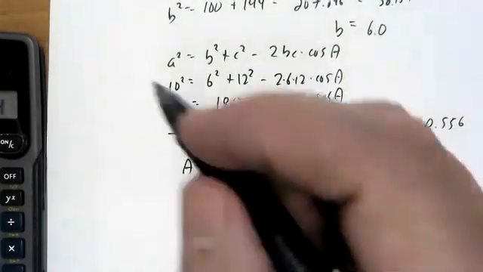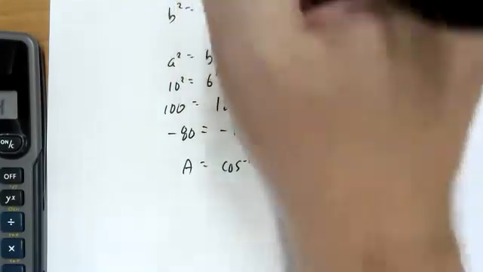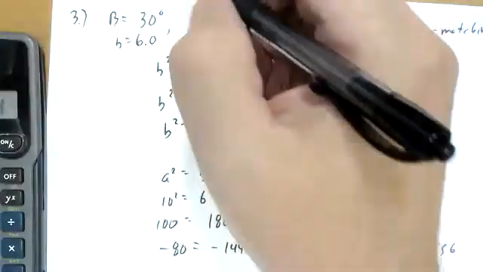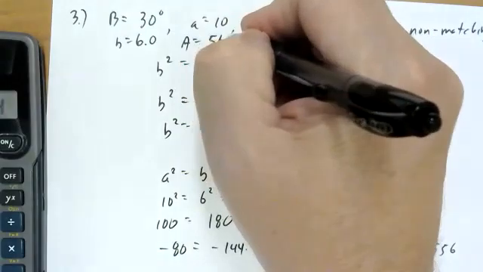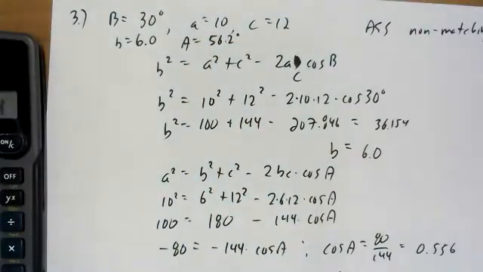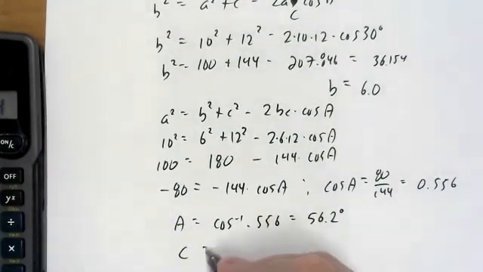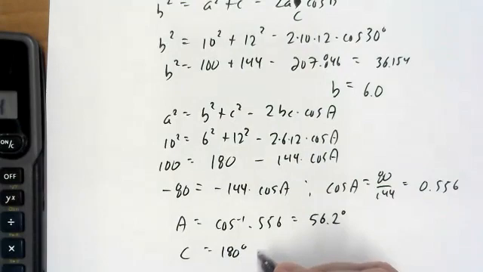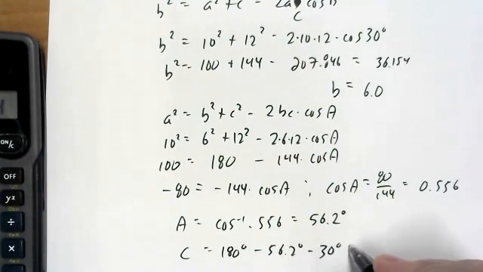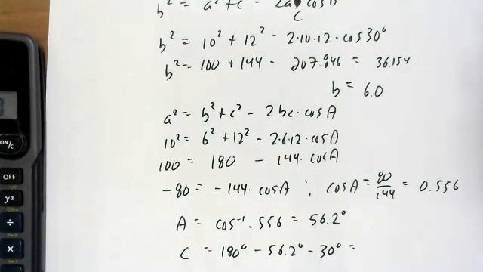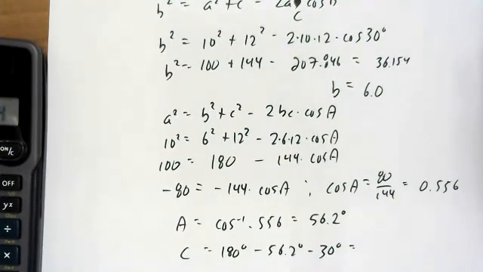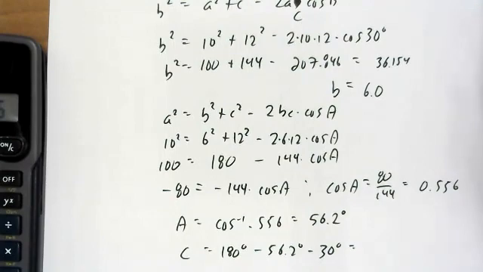So therefore, since I know angle A and I know angle B, I can find angle C pretty easily. 180 degrees minus 56.2 degrees minus 30 degrees. I need 3.7 degrees.